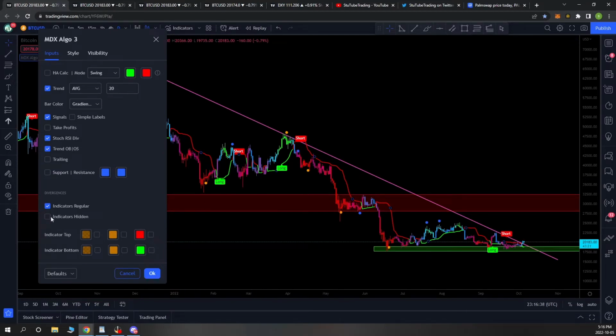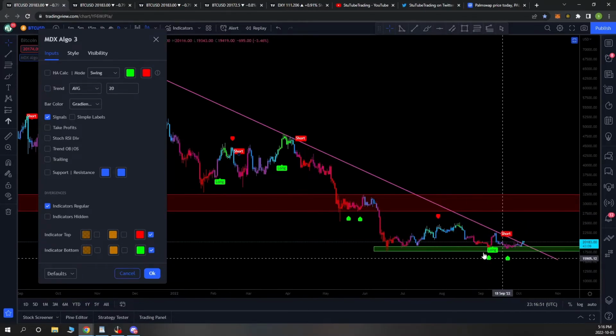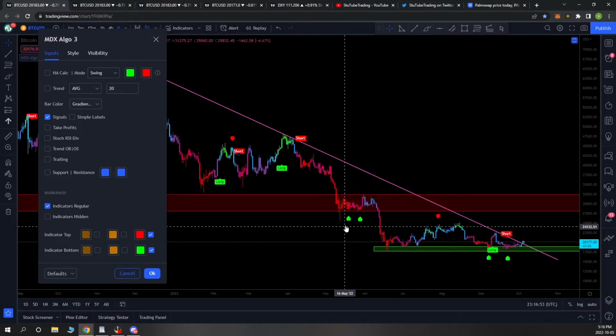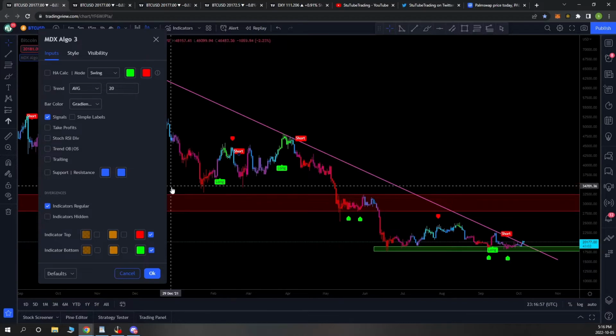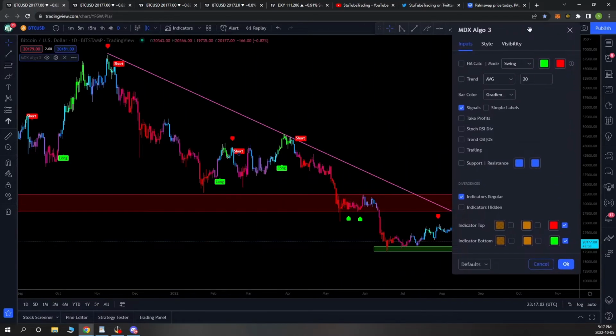Next, we have these indicator tops and bottoms, which are a type of divergence as well. I'm just going to remove these other ones just to clean things up a little bit. But that would be these red and green signals here, often indicating that things are trying to reverse. So those are a very powerful signal as well.